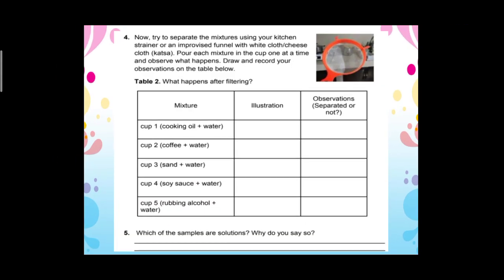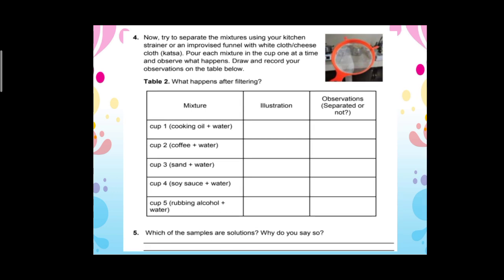Okay, so now try to separate the mixture using your kitchen strainer or improvised panel with white cloth or cheesecloth. Pour each mixture in the cup one at a time. Observe what happens. Okay, yung cup 1 na may cooking oil and water.